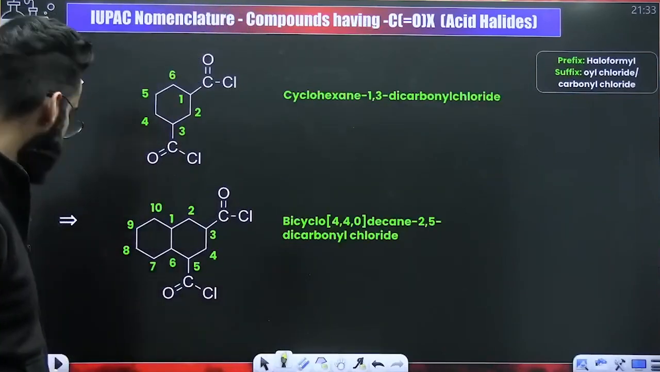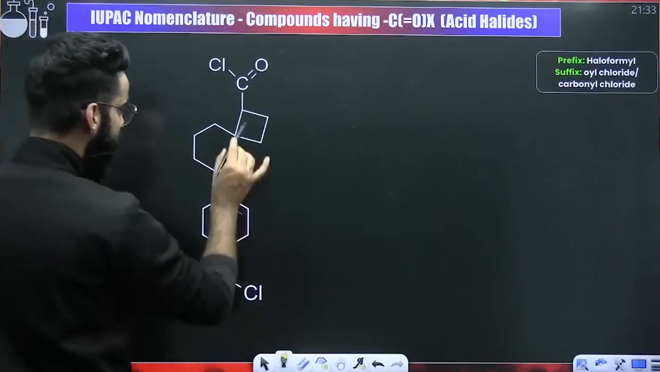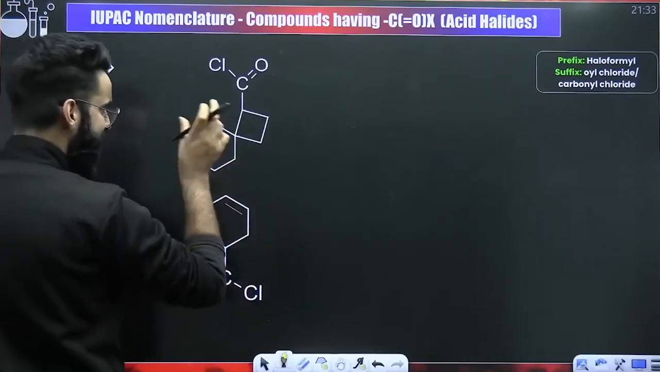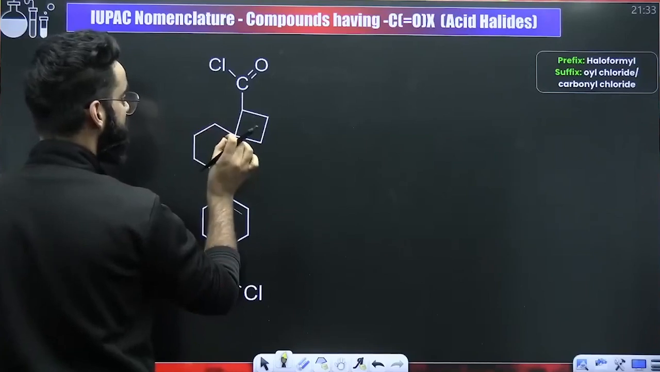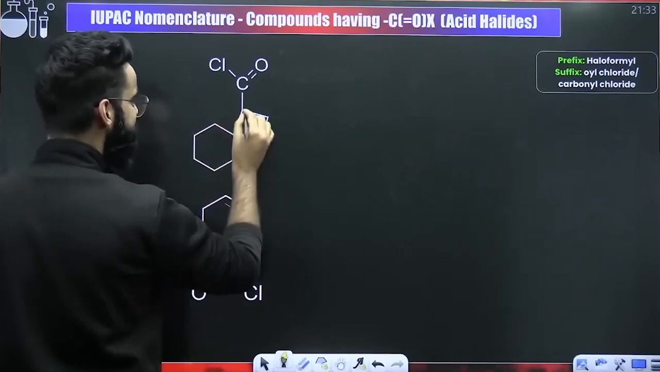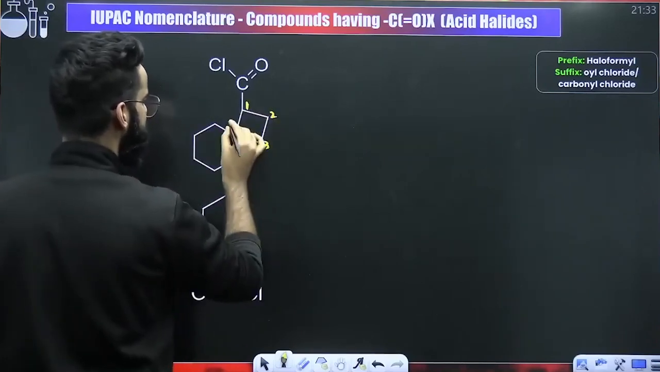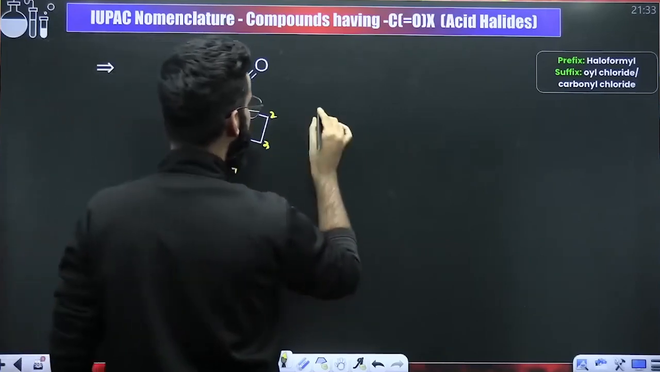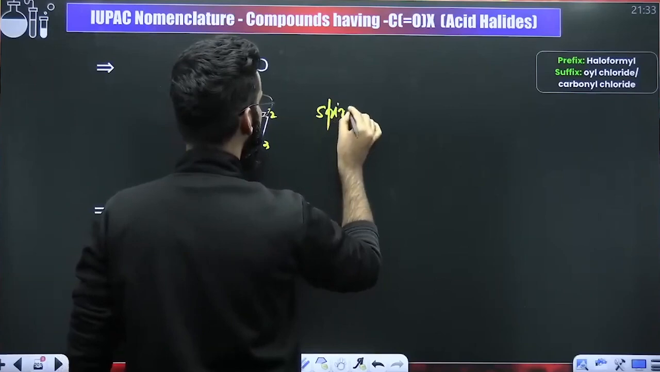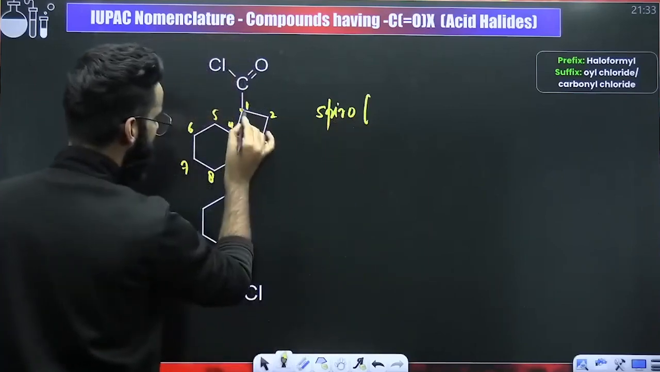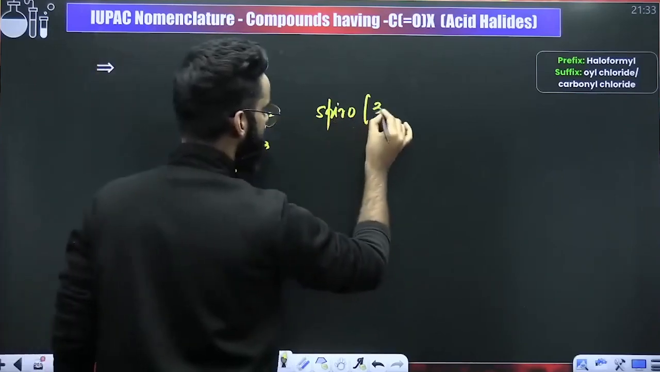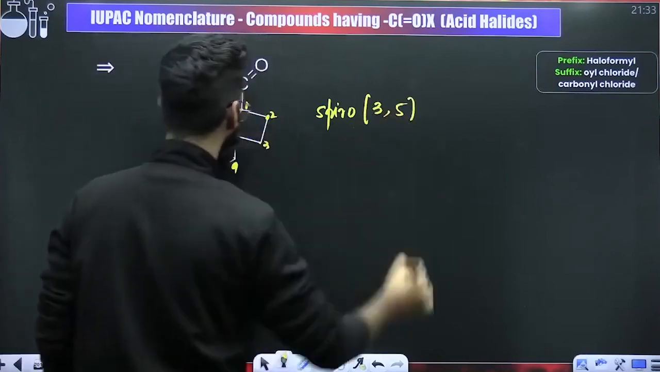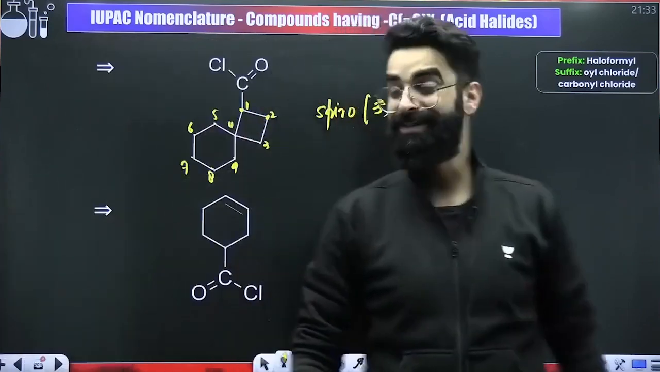Moving ahead. Look at this one. 1, 2, 3. 1, 2, 3, 4, 5. Okay. So in case of spiro compounds, you have to start from the ring which is lesser in size. So calling this 1, this is 2, this is 3, 4, 5, 6, 7, 8, 9. So first of all, I'll be writing spiro. In the lower membered ring, 1, 2, 3. In the higher membered ring, 1, 2, 3, 4, 5. So [3.5]. In the main chain, 9 carbon atoms.